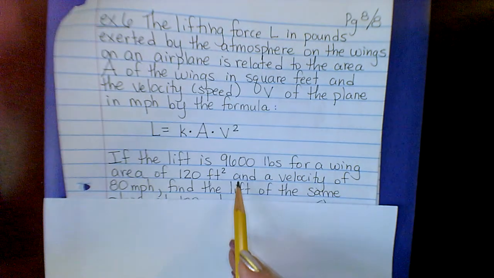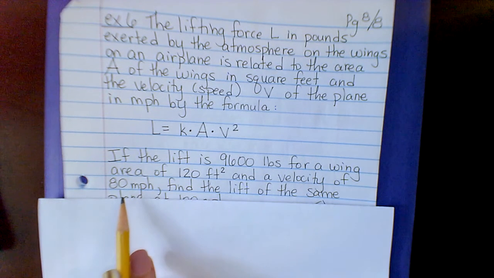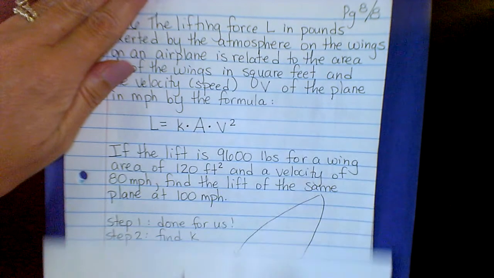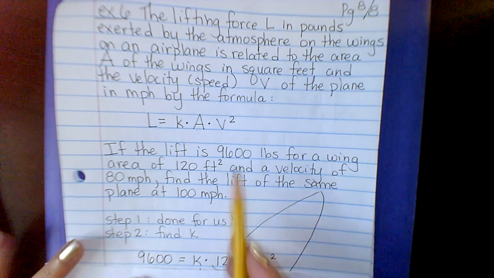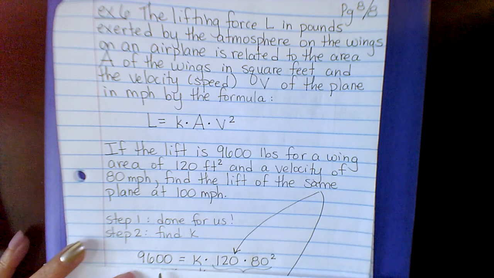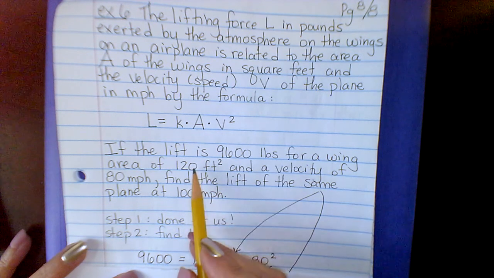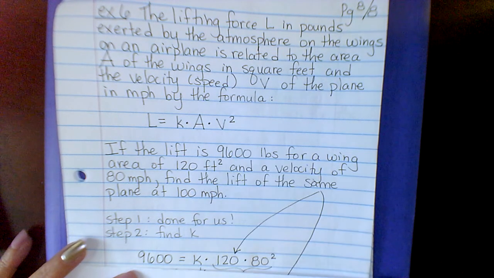If the lift is 9,600 pounds for a wing area of 120 square feet and velocity of 80 miles per hour, okay, there's your first bit of information. There's your step 2 numbers. Step 1, done. Step 2, let's find K. We're going to plug in this for lift, so that's going in for L. We're solving for K, so we're going to leave it there. The area was 120 square feet. Don't square the 120. The unit is square feet, not the 120, okay? And the velocity is 80 miles per hour. This one is squared because the square is in the formula.